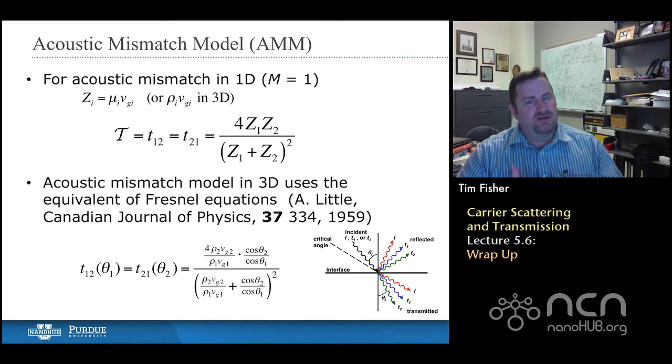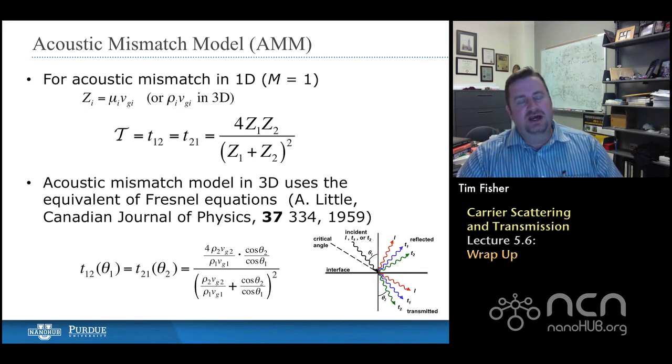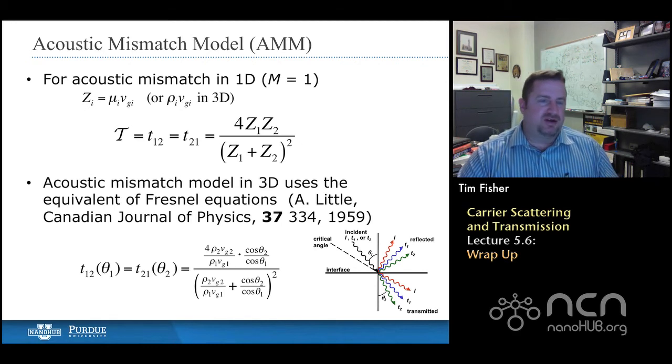Those are typically long waves, and so even a real rough surface to you and me would look fairly smooth to long acoustic waves. And so for this acoustic mismatch model, there's a well-established theory, and we went through part of it using continuum theory of a string under tension with two different mass densities. But we found that this concept of acoustic impedance, that Z, becomes important.